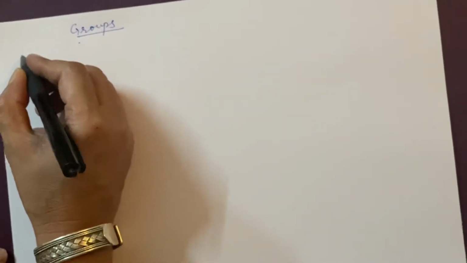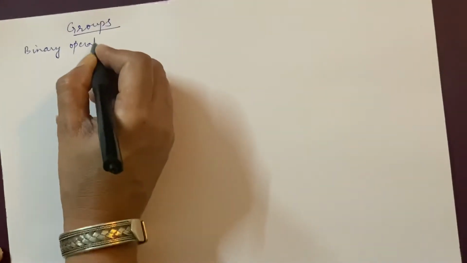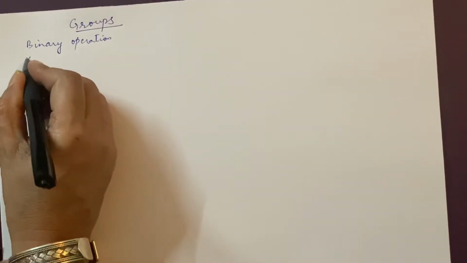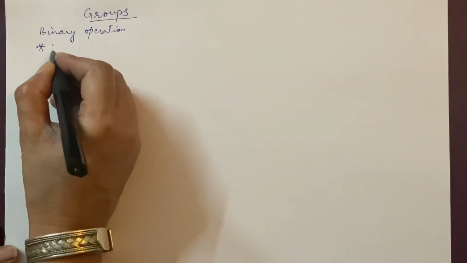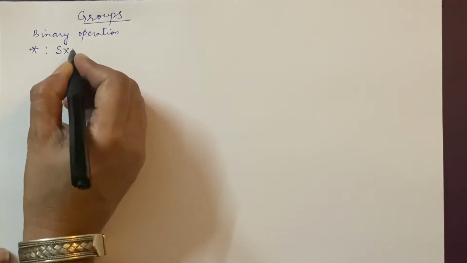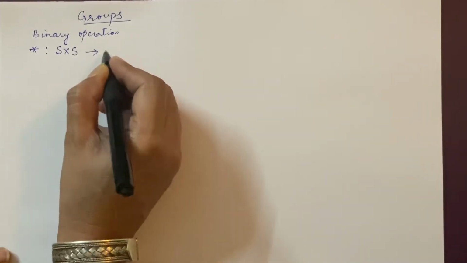Let us define groups today. For defining groups, we need to define a binary operation. So what is a binary operation? Binary operation is denoted by star. It is just a function from a non-empty set S cross S to S.